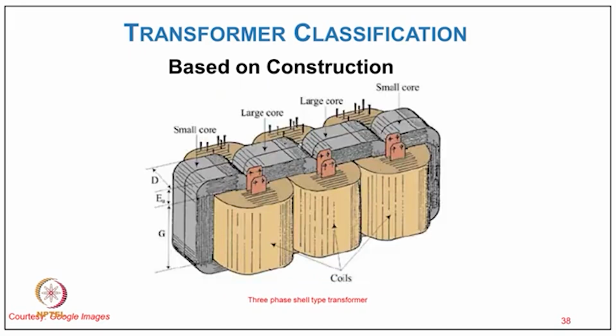So this is typically an example of how you have this three phase shell type of transformer. We have winding only on the central limb, primary as well as secondary, both on the same limb, and the coils are of sandwich type construction.